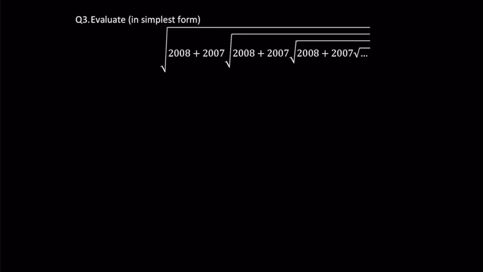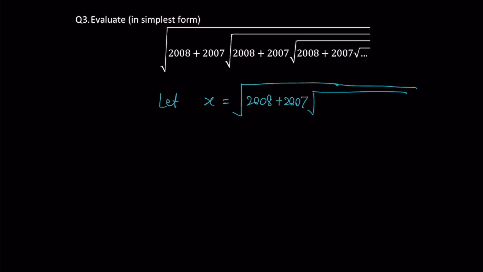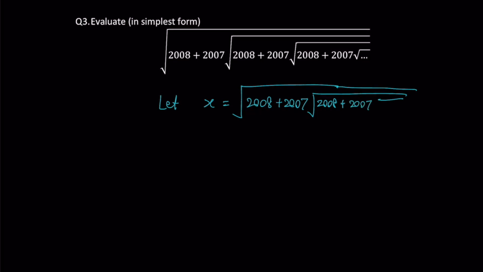Now, how do we make use of this in order to solve the question? One common technique that we usually take advantage of with regards to these kinds of questions would be to let x take the value of this entire expression that we are trying to look for. So x is going to be equal to square root of 2008 plus 2007 times the square root of 2008 plus 2007, so on and so forth. Alright, so I'll just be writing out 2 iterations, but it is understood that it doesn't terminate.